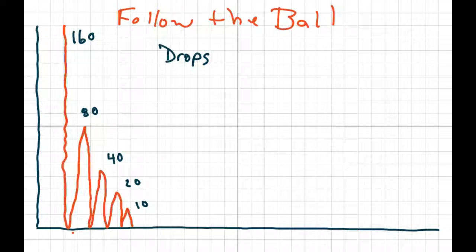So it went down 160 feet, check. Came back up 80, went down another 80 feet, bounced back up to the 40, check. Dropped down 40 feet, bounced back up 20 feet, check. To drop back down the 20 and bounce up the 10.